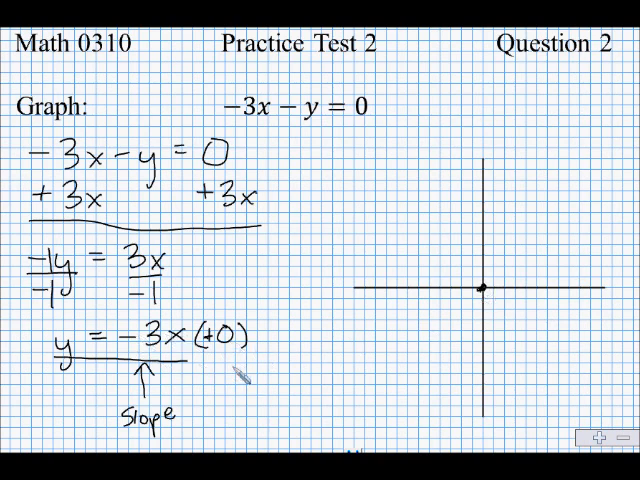And now we use our slope. -3 is the same as -3 over 1. And so this is our rise, -3 meaning down 3, 1, 2, 3. And then over 1 is going to put us right here for our next point. And so we would just draw a line then through those 2 points. And so we should get a line that looks something like that. And if we look at our answer choices, we can see that that would be answer choice A.